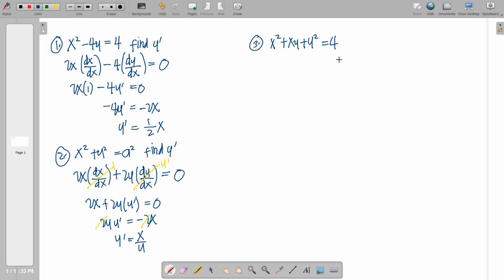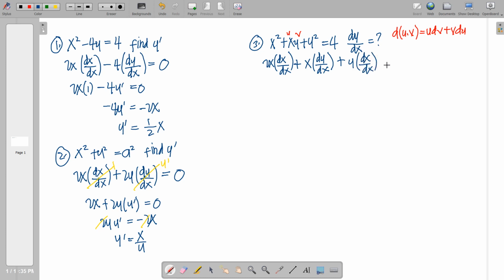So for the third problem, again, we're going to find dy all over dx. So x squared becomes 2x times dx all over dx. And then for the second term, we are going to apply the formula on product. We have u dv plus v du. x will be treated as u, and y is our v. So u dv plus v du.